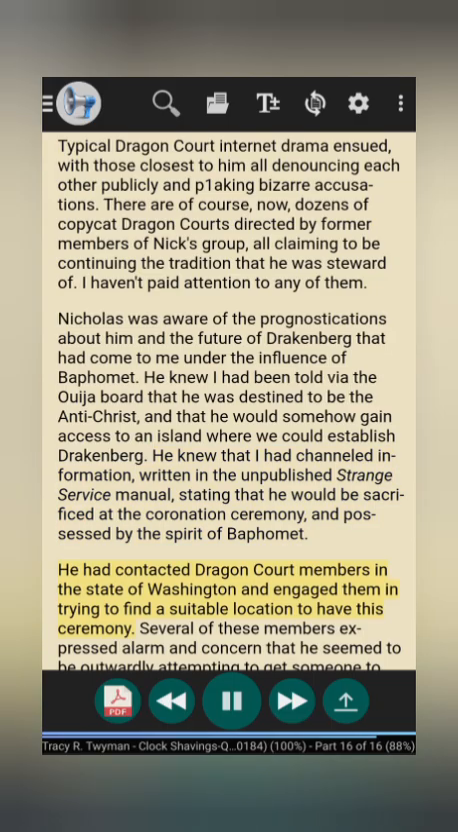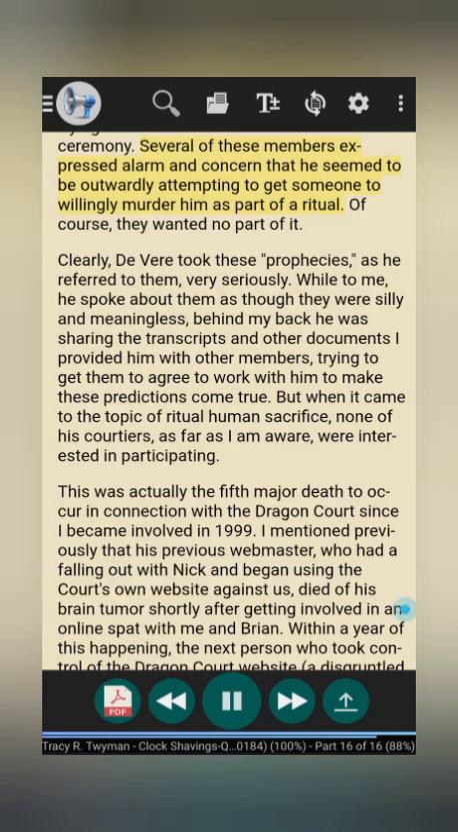spirit of Baphomet. He had contacted Dragon Court members in the state of Washington and engaged them in trying to find a suitable location to have this ceremony. Several of these members expressed alarm and concern that he seemed to be outwardly attempting to get someone to willingly murder him as part of a ritual. Of course, they wanted no part of it.